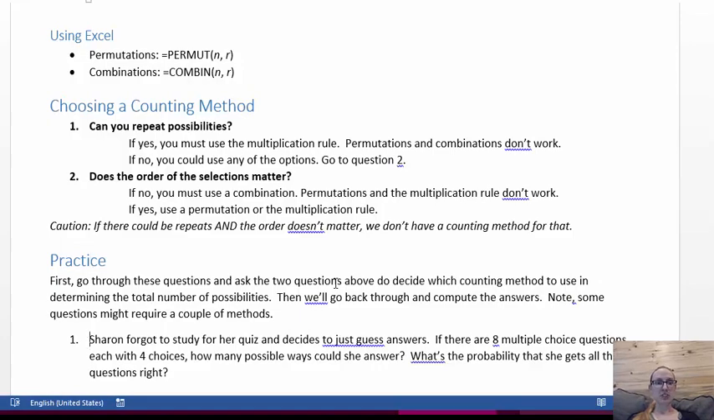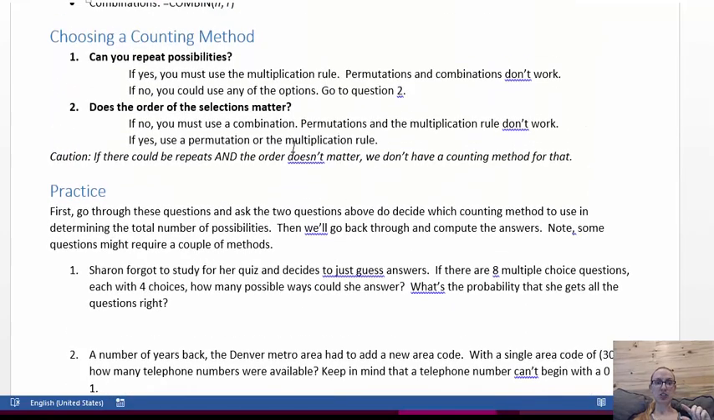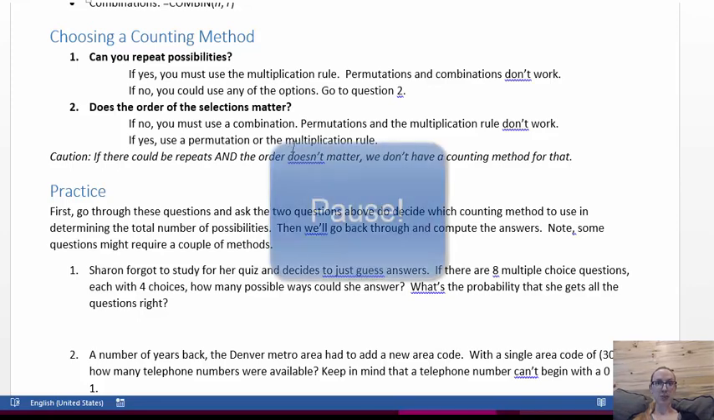Okay, so the next part of the notes here, there are a bunch of practice problems. What I'd like you to do is pause the video right here, go through these problems and just ask these two questions. Can you repeat possibilities? Does the order of the selections matter? And decide which of the three methods you would use for this problem. This is usually the hardest part of these questions, trying to decide which method to use. So go through all the questions. Don't worry about actually computing the numbers, but just decide which of those options would be the appropriate one. So go ahead and pause the video here. When you come back, I can go through the answers.